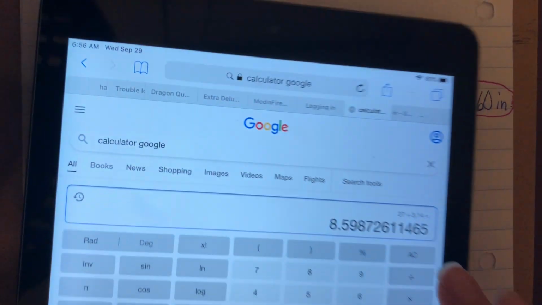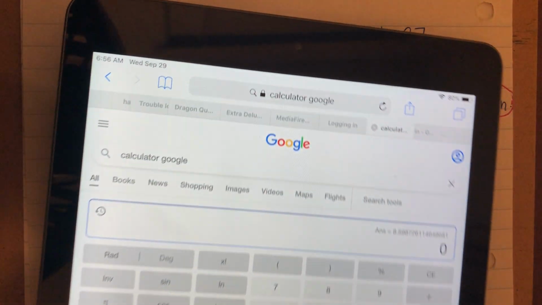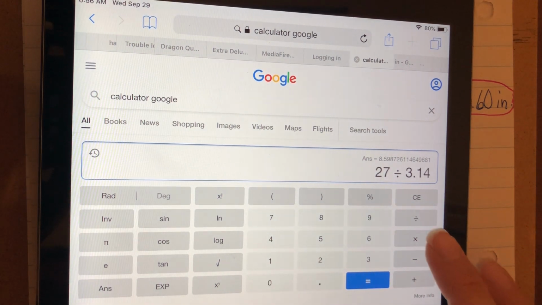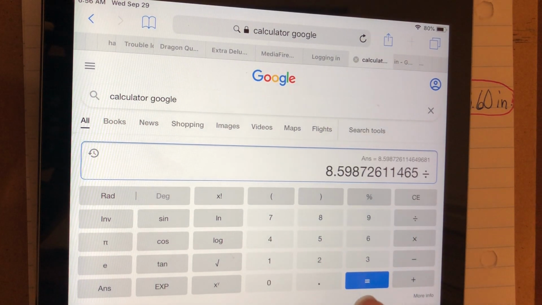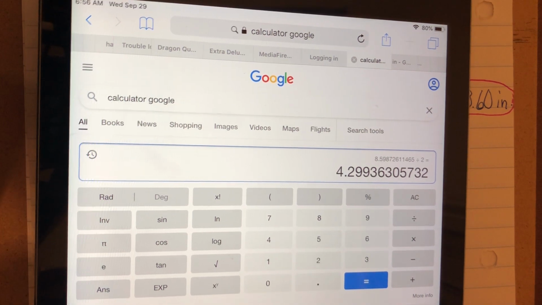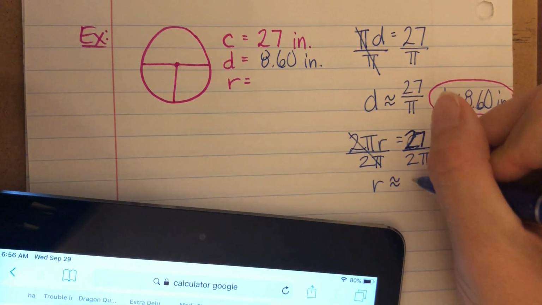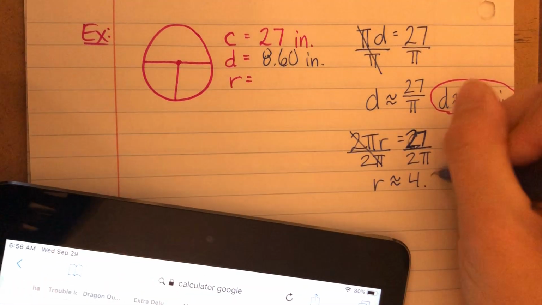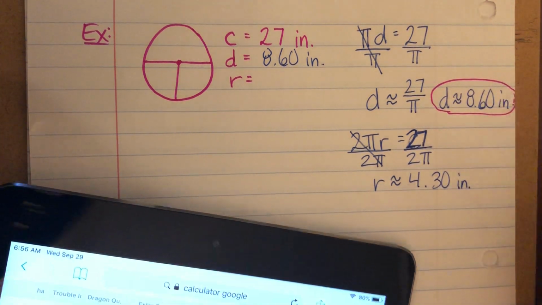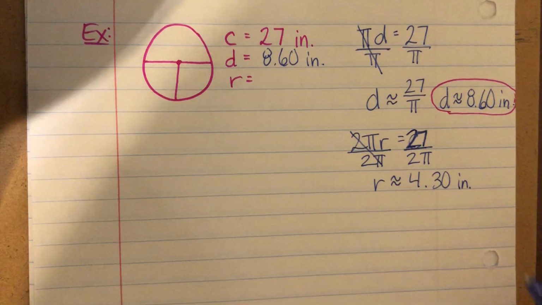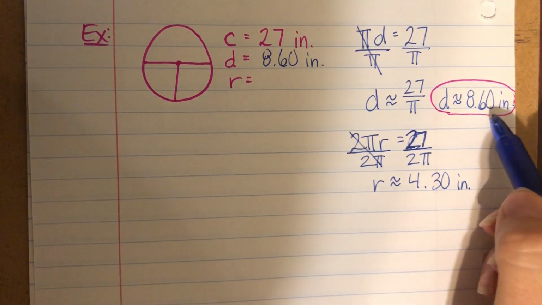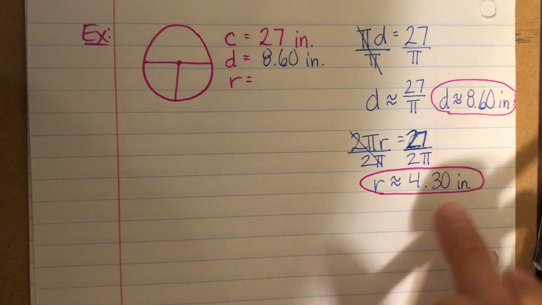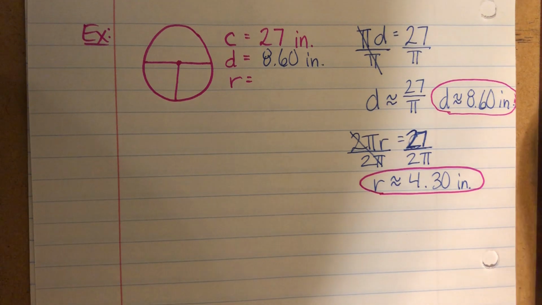So let me get this out. Okay, we had 27 divided by 3.14, then divide that by 2. And we find that the radius is approximately, I'm going to round this to 4.30. You might already be thinking, Miss Mack, there was an easier way. And I would say, you are right. All you have to do is divide the diameter by 2, right? And we know that we've done our math correct because that's exactly half of that one.